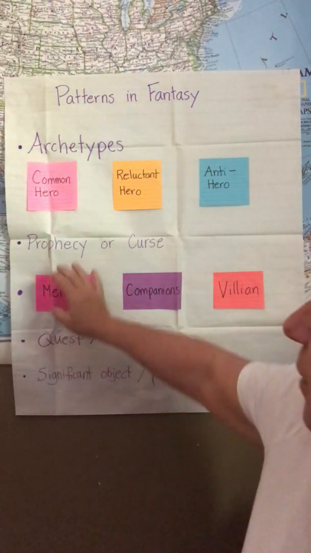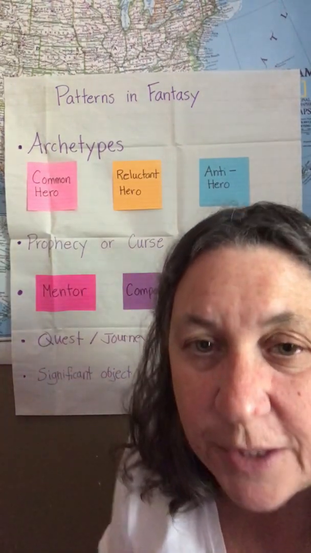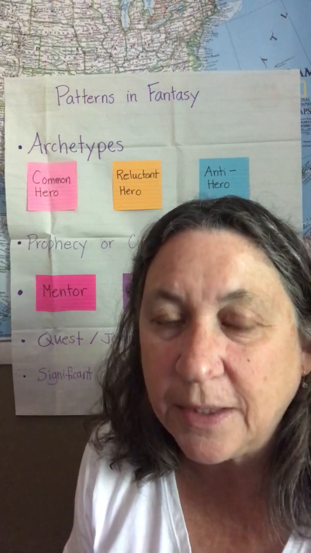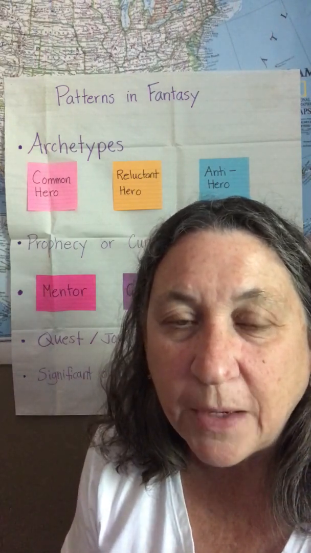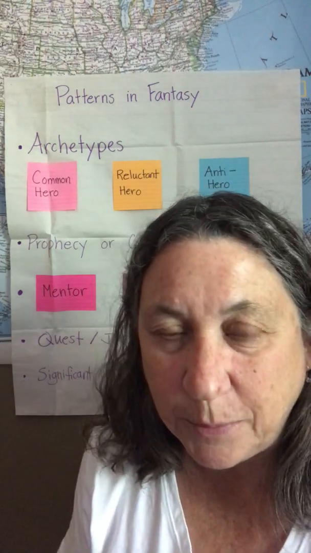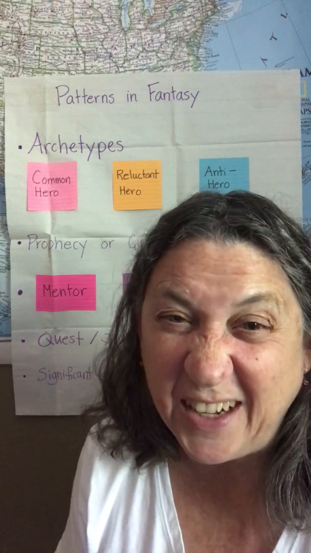So how about a prophecy or a curse? Have you noticed that pattern in your books? There's a prophecy. There's something that needs to be fulfilled in Deltora Quest. They need to fulfill the prophecy of putting all the gems in the belt and protecting Deltora. And sometimes there's a curse, like in Sleeping Beauty.